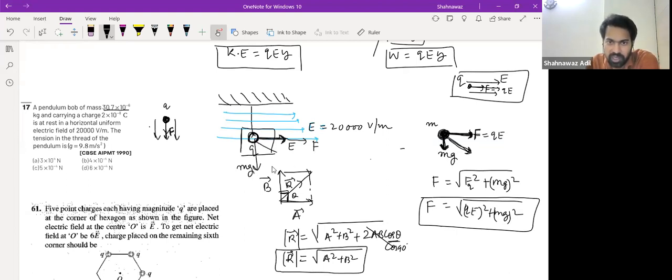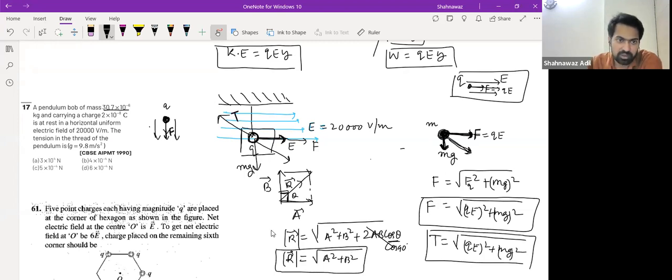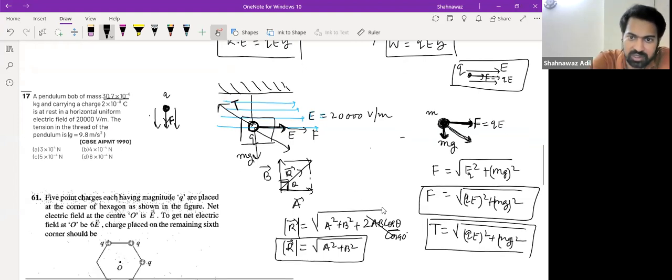What is balancing this force? Tension, right? So this is the tension that is balancing the force. So the tension is equal to the root of QE square plus mg square. Do you understand now, guys? We have to find the value of this tension. Do you guys understand this part? Yes, so let us calculate what would be the value of this tension.